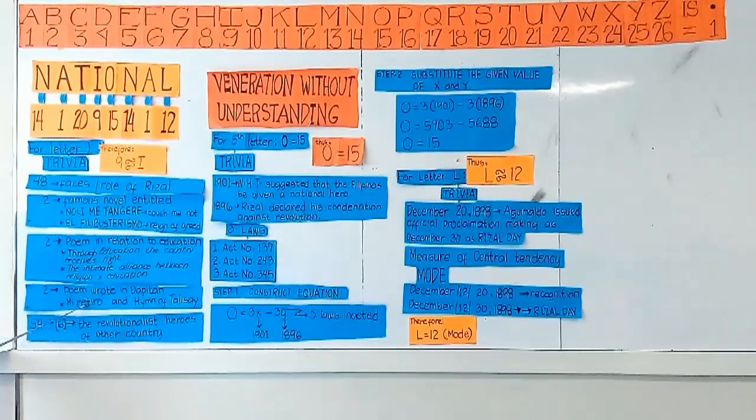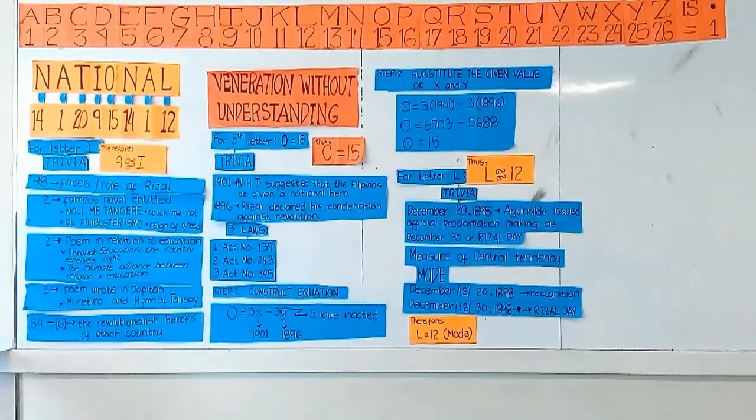And his 2 poems pointing to the word of education, entitled Through Education the Country Receives Light, and The Intimate Alliance between Religion and Good Education. And now, add all the numbers mentioned, which is 48 plus 2 plus 2 plus 2 equals 54.